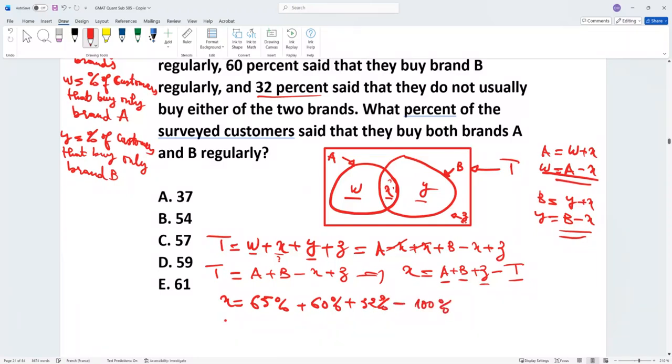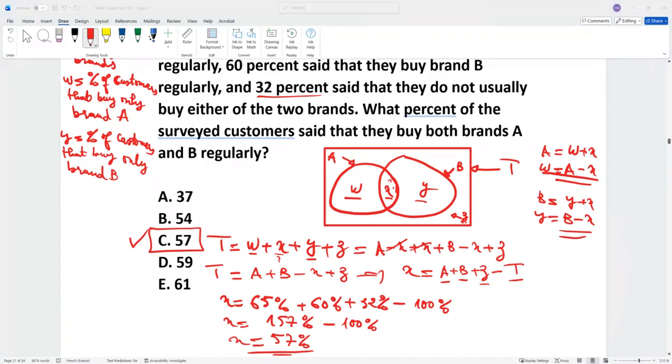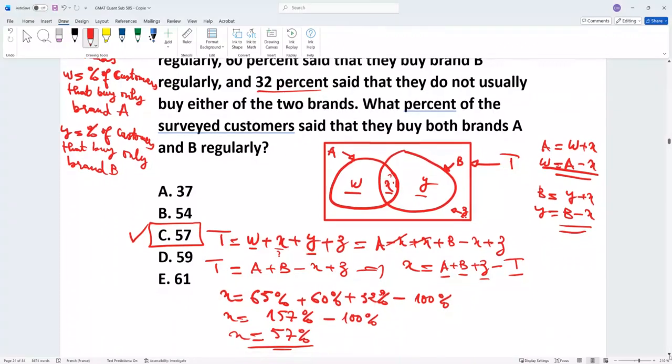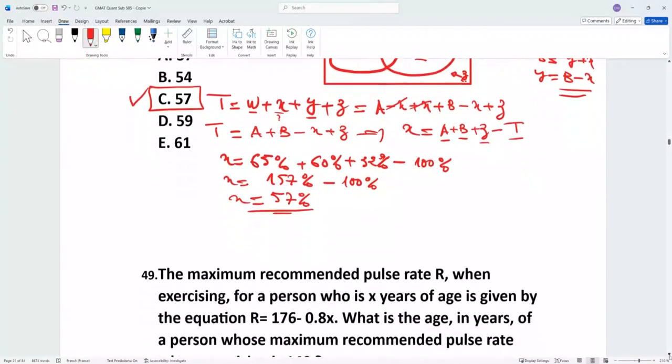When you do the addition, 125 plus 32 is 157, minus 100%. So X will be equal to 57%. Now looking at the answer choices, answer C is showing 57. Yes. So that's another approach. You could have used a table logic or approach, or you could use this particular approach as well.